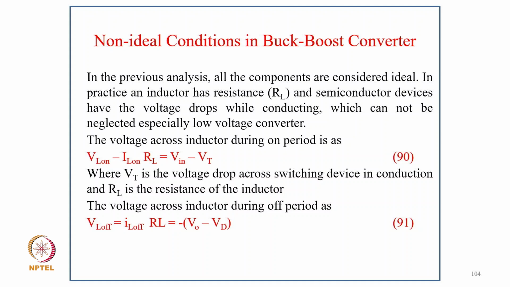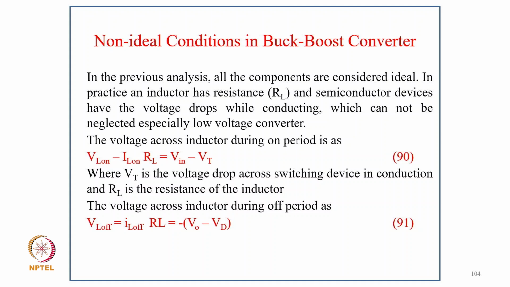In the previous analysis, all the components were considered ideal. In practice, an inductor has resistance RL, and semiconductor devices have a voltage drop while conducting, which cannot be neglected, especially in low voltage converters. So the voltage across the inductor during the on period is VL(on) = V_in - VT - IL·RL, where VT is the voltage across the switching device during conduction, and RL is the resistance of the inductor.